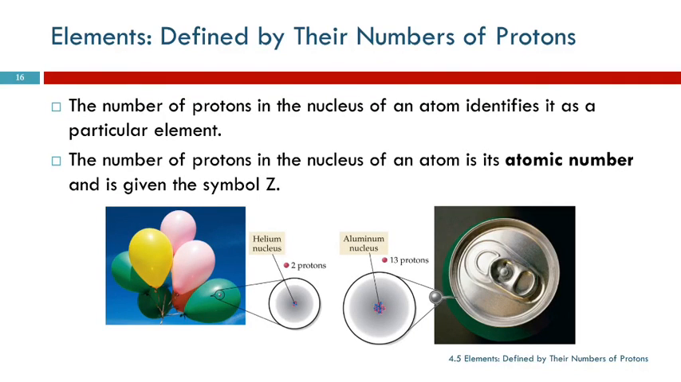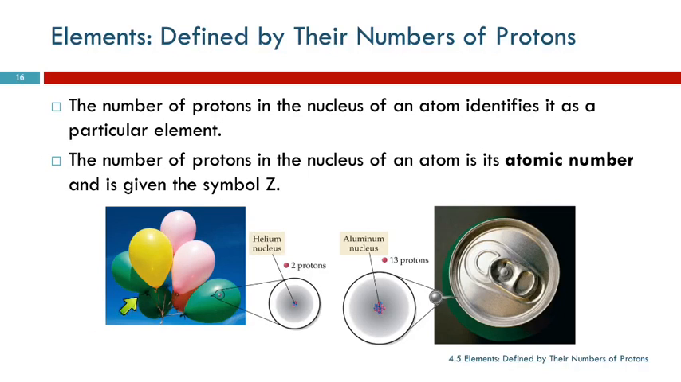So elements are defined by their numbers of protons. If you have an atom, how do you know which element it belongs to? It's the number of protons in its nucleus. The number of protons is called the atomic number for that element. It's given the symbol Z. I wouldn't have chosen that, but that's what they did.